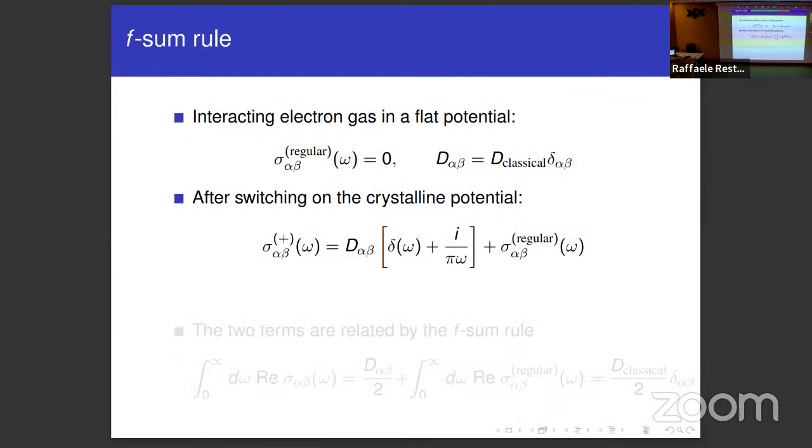Now, as I said already, if I have an interacting electron gas in a flat potential, the Drude weight is the same as the classical. If I switch on a crystalline potential, this Drude weight decreases. You have a tensor whose diagonal elements are smaller and a regular part. And the two are not independent.